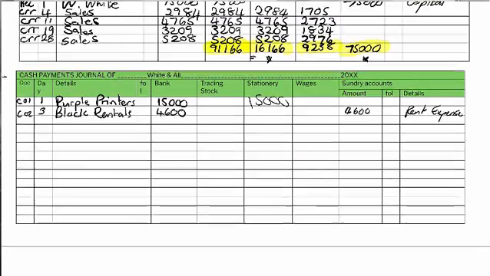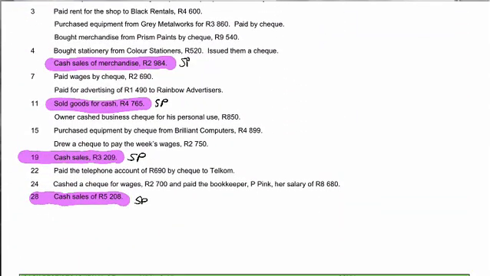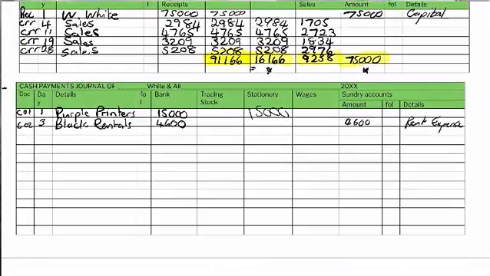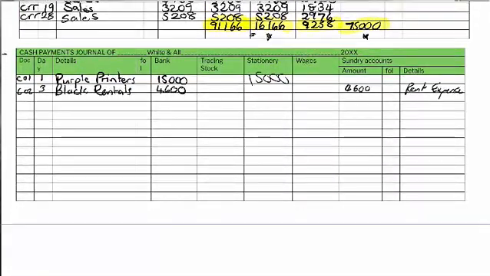On the same day, we purchased equipment from Grey Metalworks for 3,860 rand. Lauren, talk me through this. So it is CO2. Yeah.